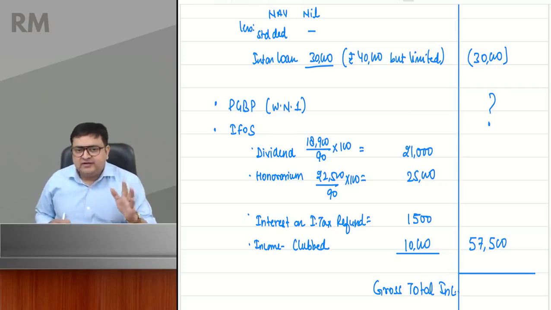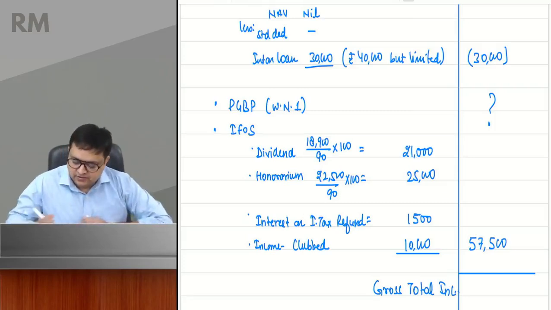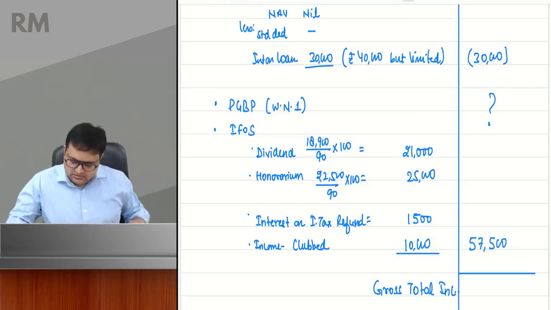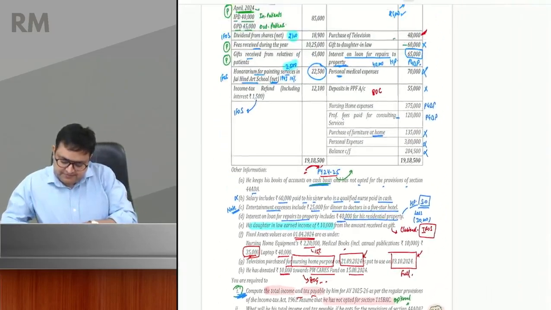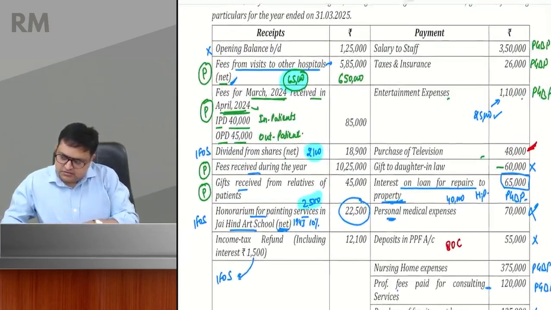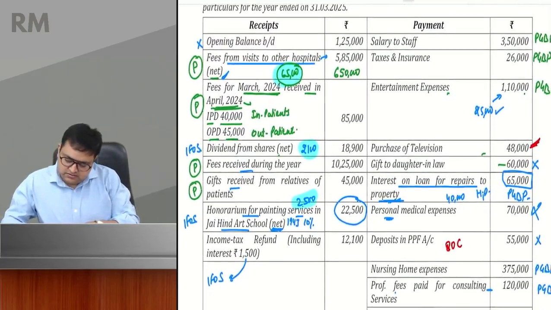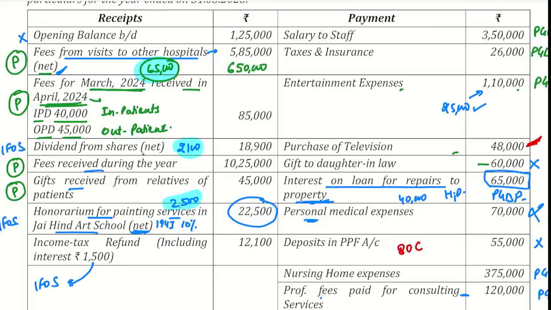Guys, can you take 10 minutes and compute PGBP for me? So this is yesterday's file only. If you have yesterday's file downloaded, this question is there in yesterday's file itself. Should I zoom in more, or is it clear?